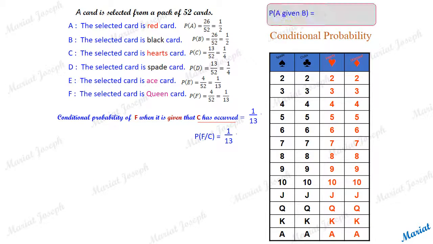The formula is: for any events A and B taken, the conditional probability of A given B is denoted as probability of A given B, which is equal to probability of A intersection B upon probability of B. This is the formula. Now notice that both numerator and denominator are simple probabilities. So this formula is going to depend on the ratio of two simple probabilities.